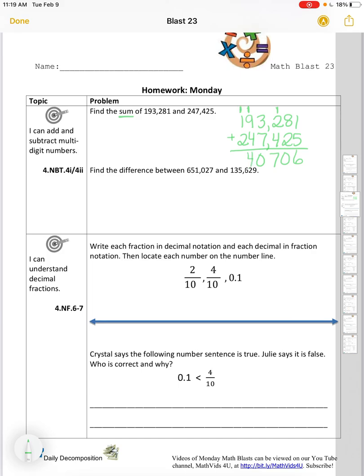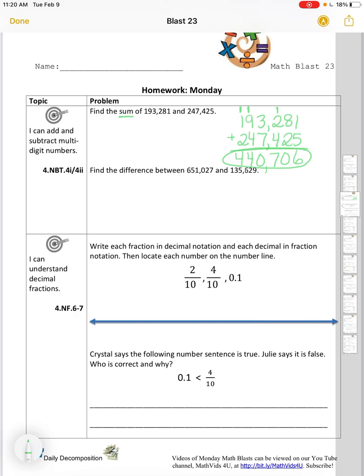14 10,000s, we'll take 10 of those 10,000s and make a larger unit there. And 4 in the 100,000s. And so the sum, the answer to the addition problem, is 440,706.